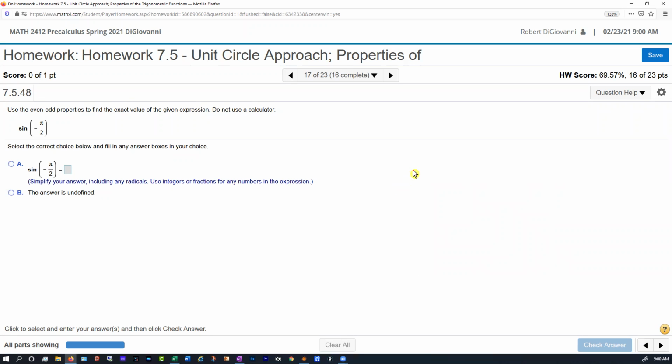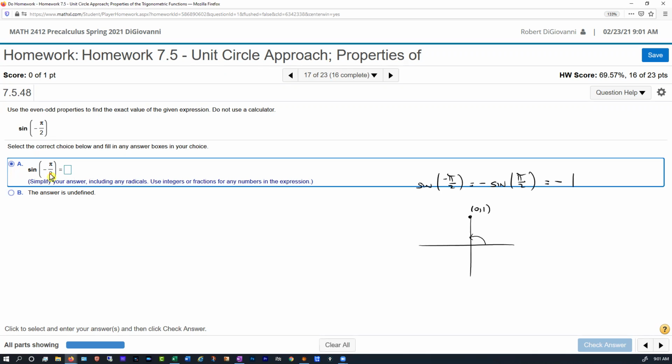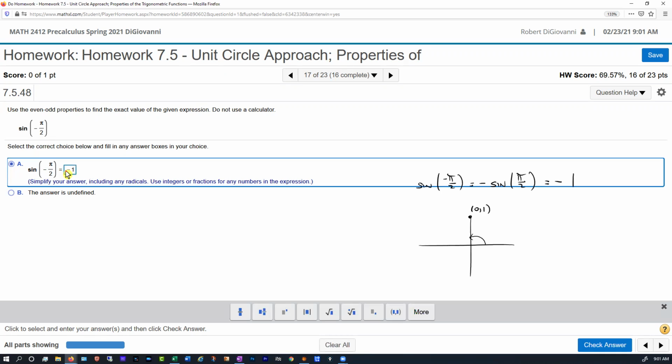So sine is odd. So we know that sine of negative pi over 2 will be equal to negative sine of pi over 2. Okay, so at pi over 2, we're straight up here, and that's 0, 1. And the y coordinate there, since we're talking about sine, is 1, but then we're going to make it negative. So negative and then 1. We should get negative 1 here. So negative 1.